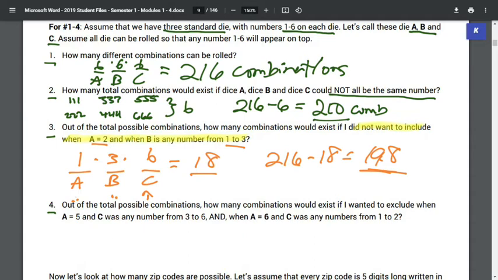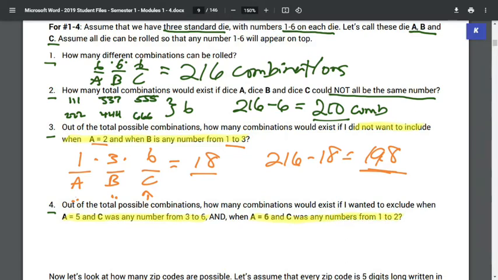So let's take a look at number 4. It says, out of the total possible combinations, how many combinations would exist if I want to exclude when A is 5 and C is any number from 3 to 6, and then when A is 6 and C is any number from 1 to 2.